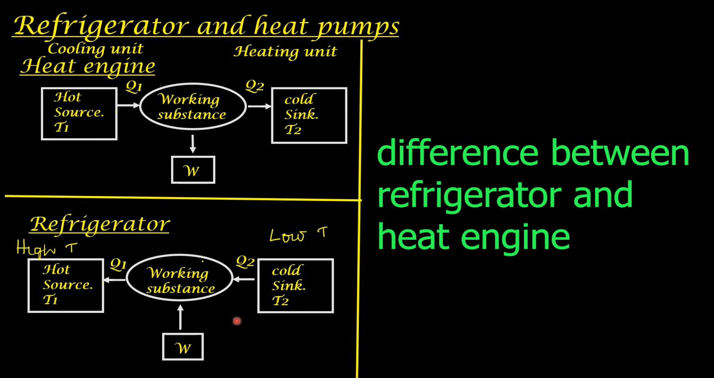Compare this block diagram with the block diagram for heat engine. In the case of heat engine, heat is absorbed from a hot source. Work is done by the system, that is by the working substance, that is turning of the wheels, and a certain amount of heat is released into the cold sink. In the case of refrigerator, it is just the reverse of heat engines. Heat is absorbed from a cold source. Then work is done on the working substance, and then heat is released into the hot source.